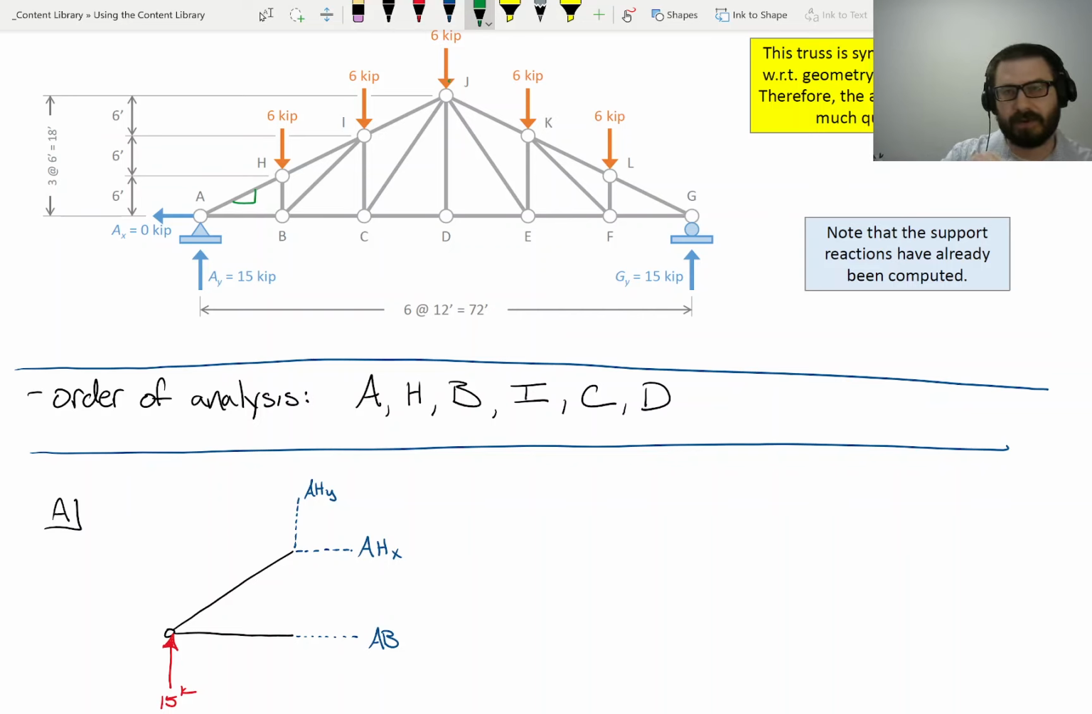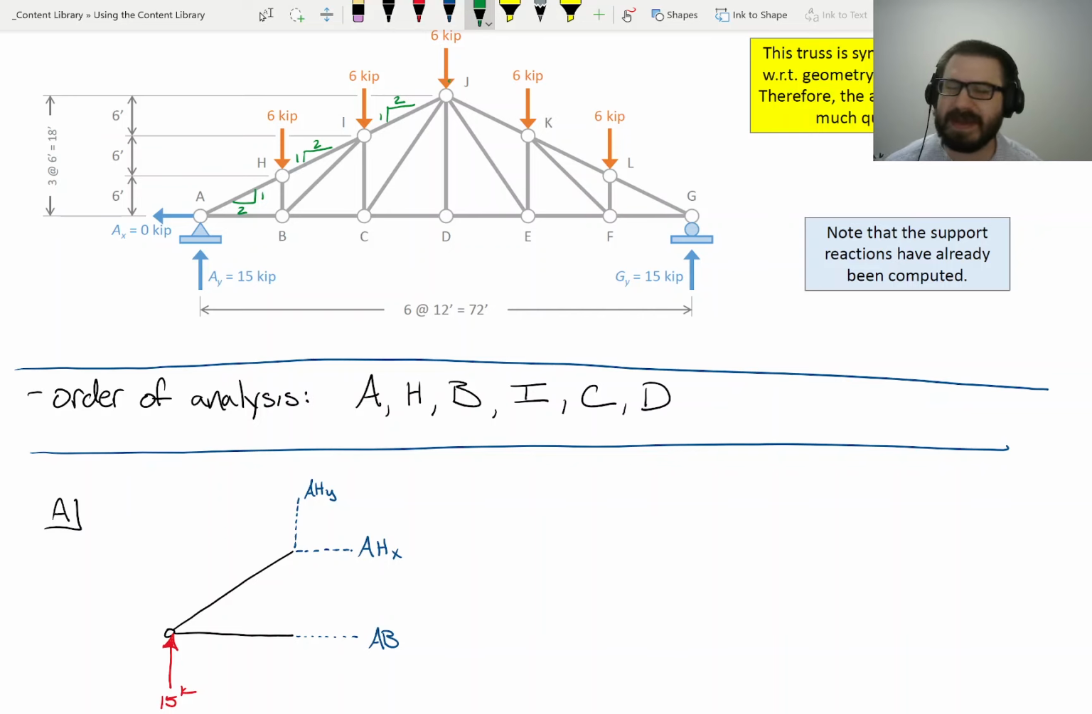I go to the right a total of 12 feet, and I go up a total of 6 feet. So this is a 6 to 12, or a 1 to 2 slope ratio. So we'll do 1 to 2. And that's going to be the case for that entire upper diagonal. So this is going to be 1 to 2, and this is going to be 1 to 2.